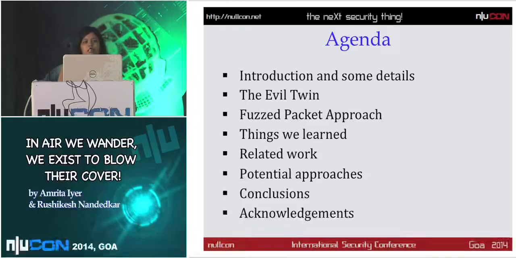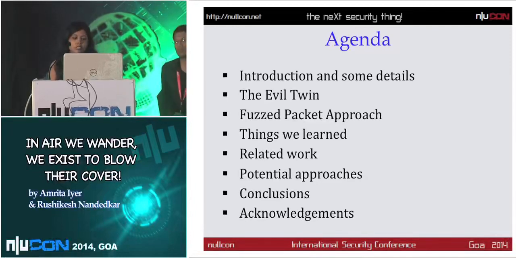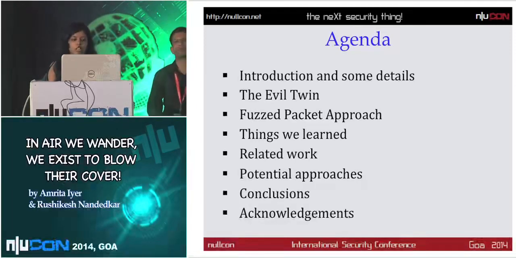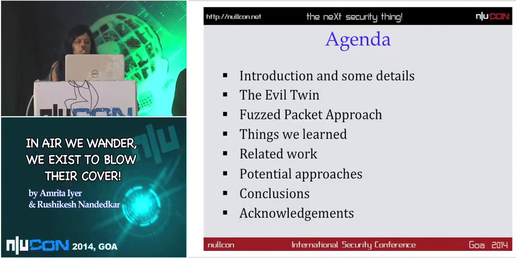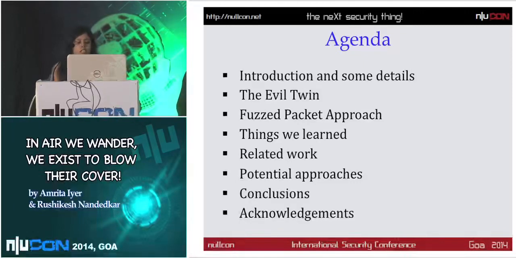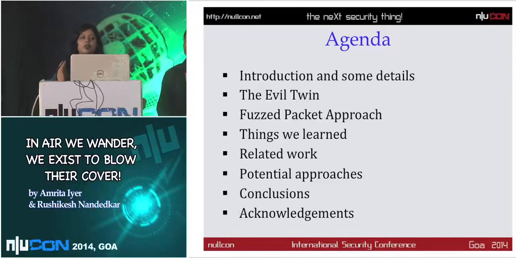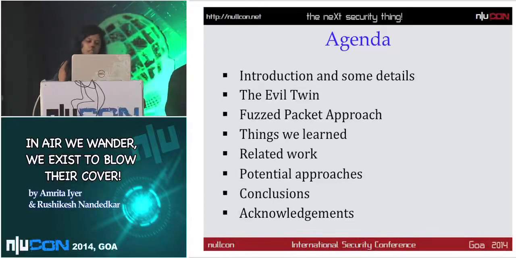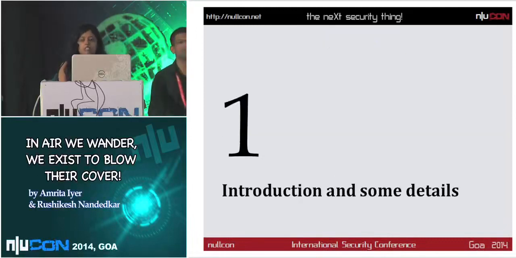Related work. Yes, there are approaches available presently, but they have certain limitations. I'm not saying our approach is better or worse, but this is a different approach for a different set of audience, and we'll be discussing the other approaches in more detail. Then potential approaches. In this topic, we have found the avenues, the places where we can find more approaches to detect the evil twin. Conclusions. Yes, we had to have conclusions, and we have them. Acknowledgements.